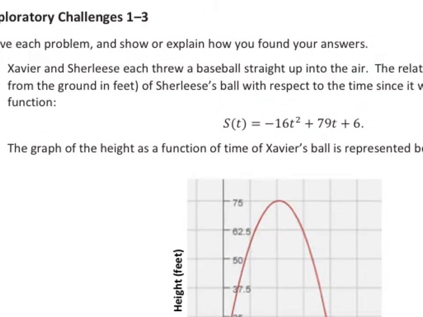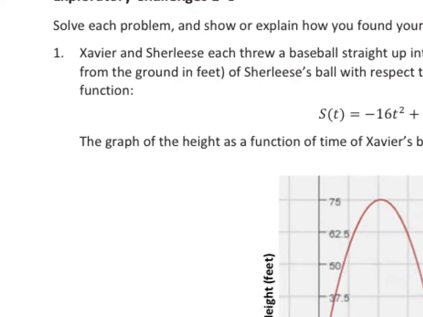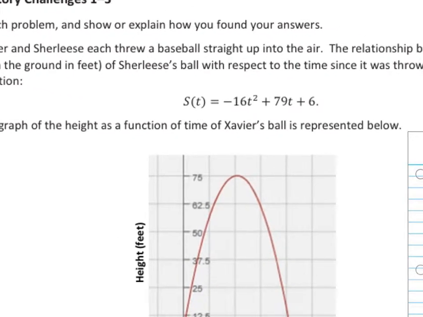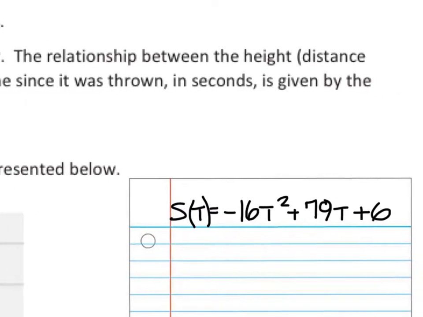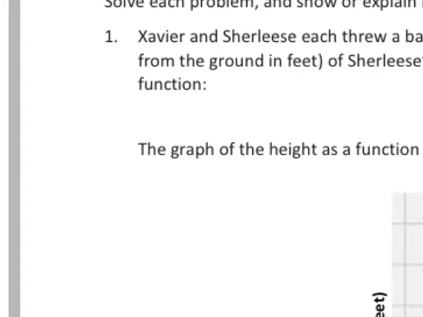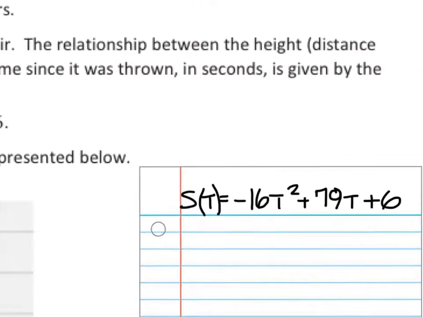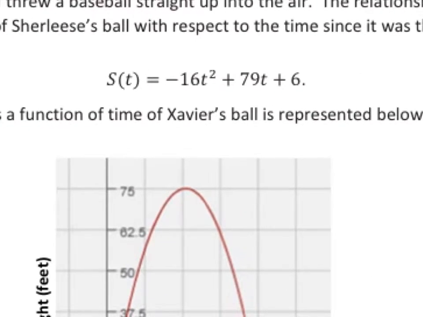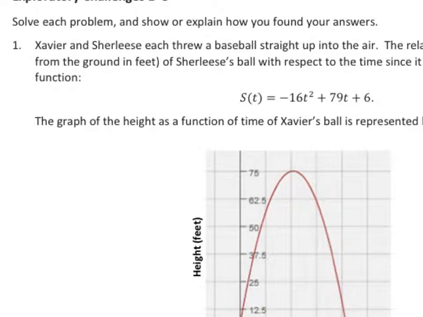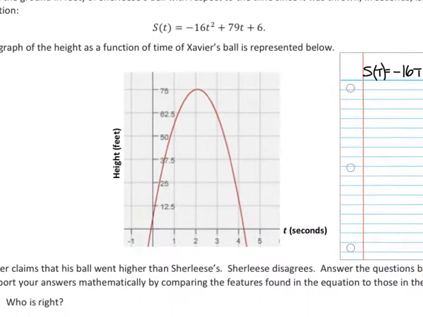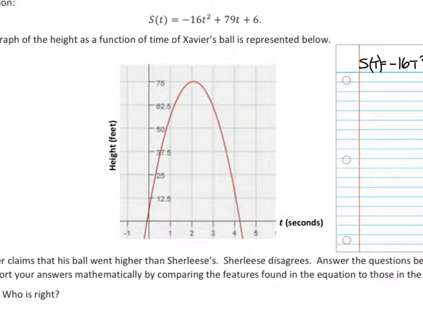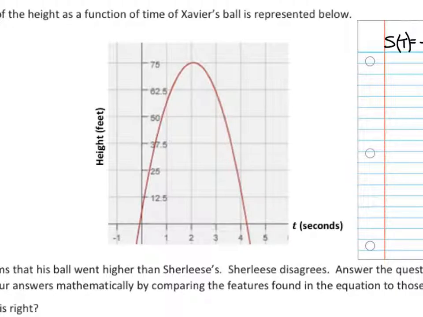Solve each problem and show or explain how you found your answers. Xavier and Shirlise each threw a baseball straight up into the air. The relationship between the height, which is the distance from the ground in feet, of Shirlise's ball with respect to the time since it was thrown in seconds is given by the following function. And then the graph of the height as a function of time of Xavier's ball is represented below with this graph. So we'll just leave that one on the screen and use it as we need it. Now this is Xavier, and the function was Shirlise. That's why there's an S in it. Her first name starts with an S.